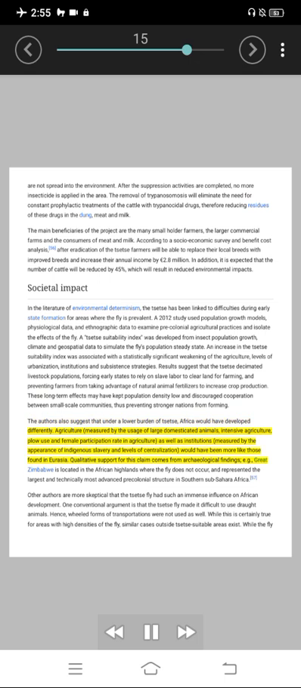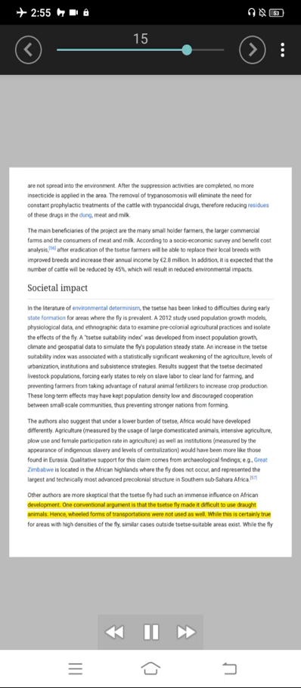Agriculture, measured by the usage of large domesticated animals, intensive agriculture, plow use and female participation rate in agriculture, as well as institutions measured by the appearance of indigenous slavery and levels of centralization, would have been more like those found in Eurasia. Qualitative support for this claim comes from archaeological findings, e.g., Great Zimbabwe is located in the African highlands where the fly does not occur, and represented the largest and technically most advanced pre-colonial structure in southern sub-Saharan Africa.